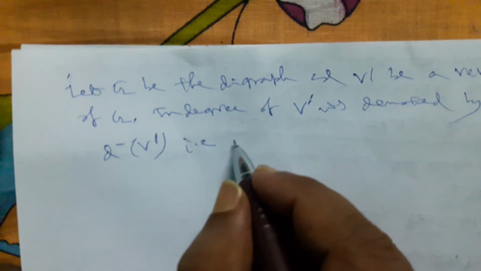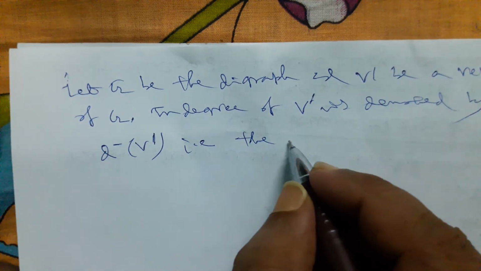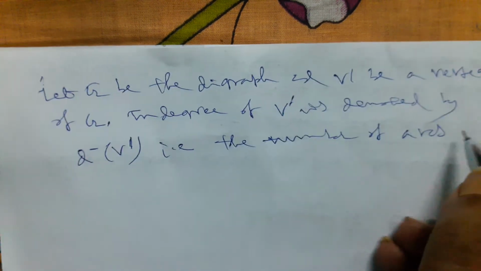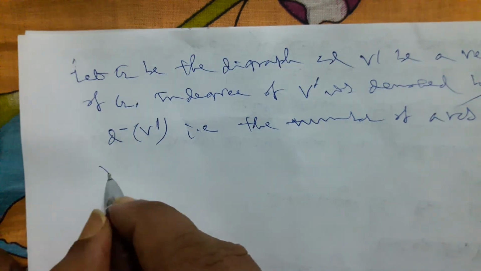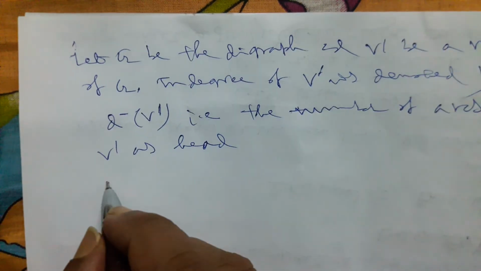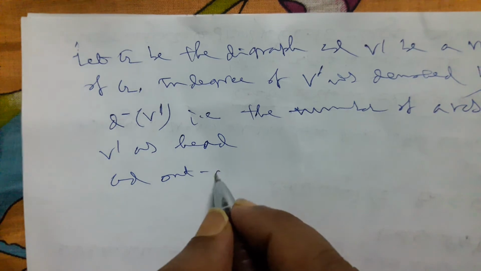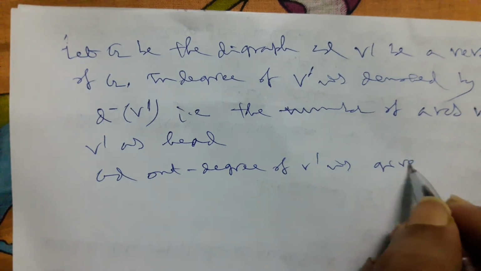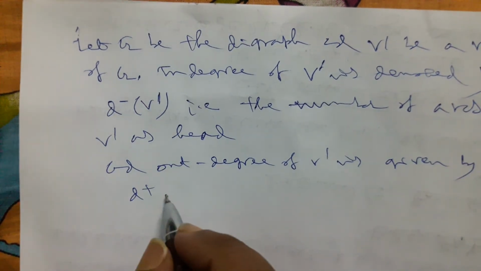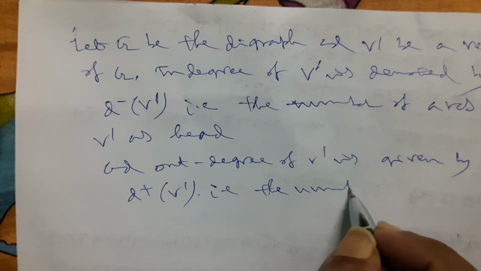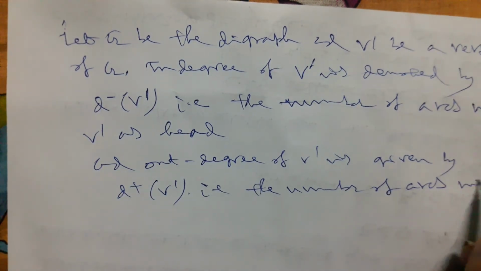That is, the in degree is the number of arcs with V dash as head, and the out degree of V dash is defined by D plus V dash, and that is the number of arcs with V dash as tail.